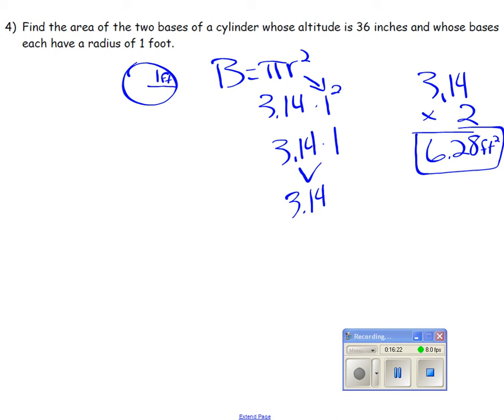You don't even need the altitude. You'd need that if it was actually asking us to find the volume, because the altitude is the height of the cylinder. So if we drew out the whole thing, it'd be like that. But since all we care about is the area, it's just extra information.